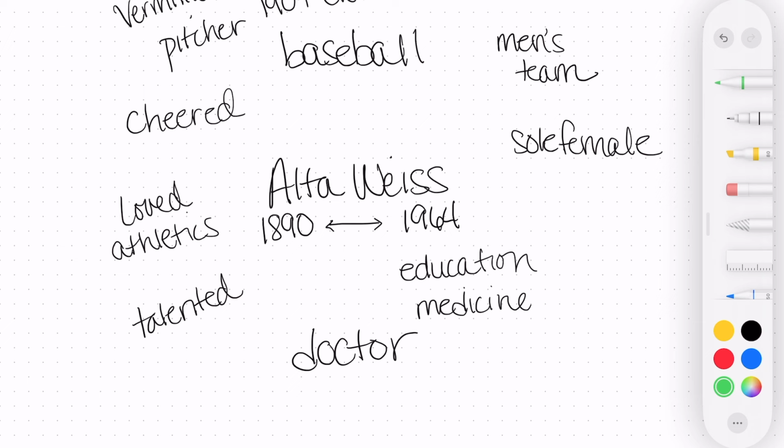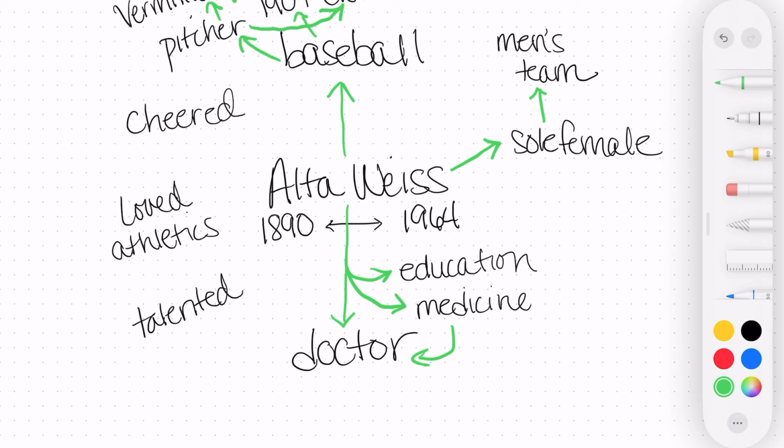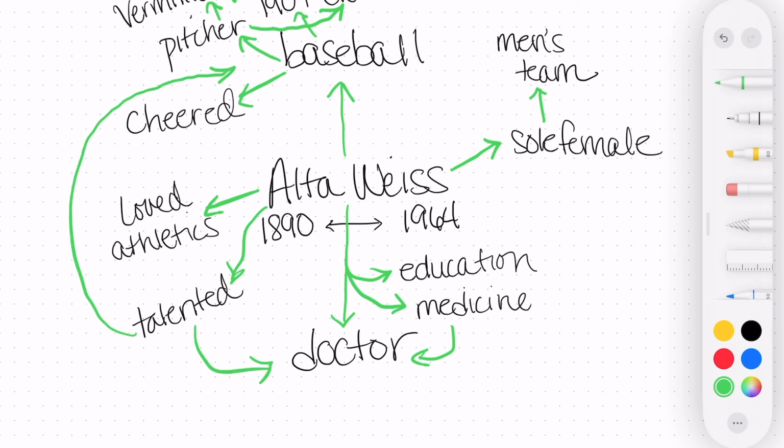With all the words that I want to use on my page, I switched colors and started drawing arrows to make connections between the ideas and the words on my page. I'm going to use for this example all the same color green, but you don't have to do that. You can use different colored arrows to mean different things. But go ahead and just study your page and see how you connect the words and ideas.